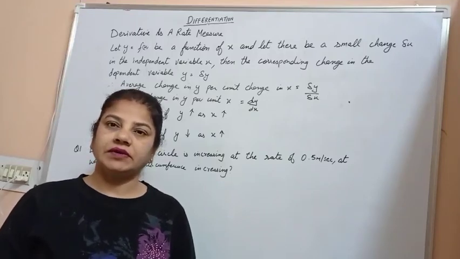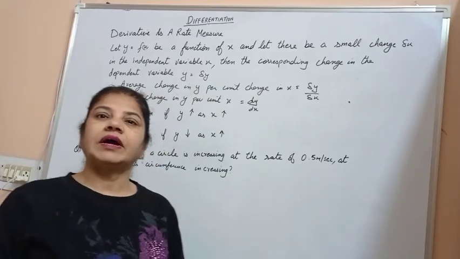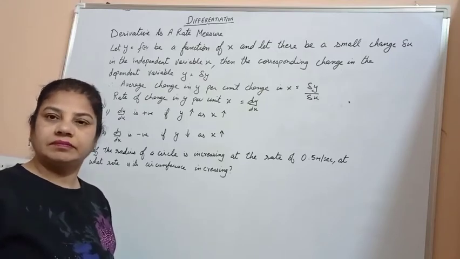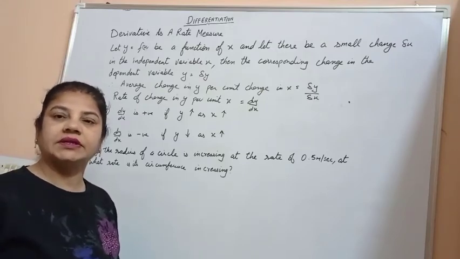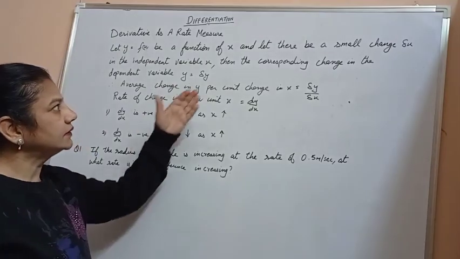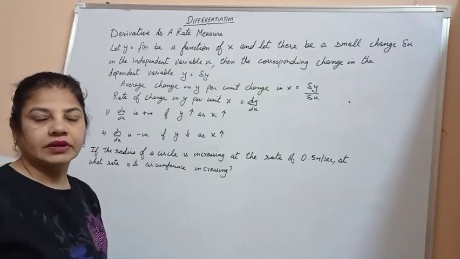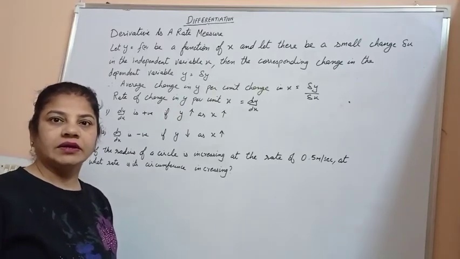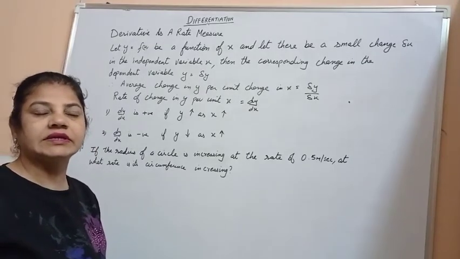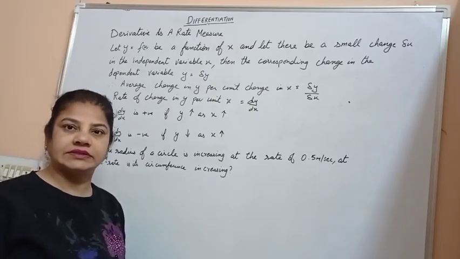Differentiation, chapter 11, derivative as a rate measure. Let y be a function in x, and let there be a small change in the independent variable x, and the corresponding change in the dependent variable y is delta y. Then the average change in y with respect to the change in x is given as delta y by delta x, or you can say the rate of change in y per unit x is dy by dx.